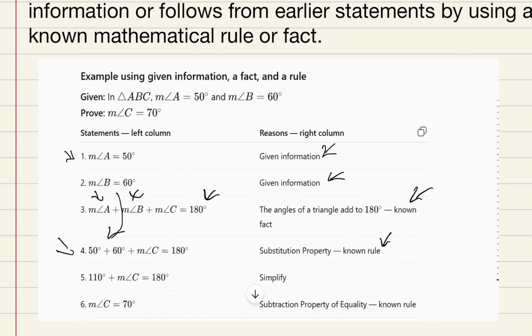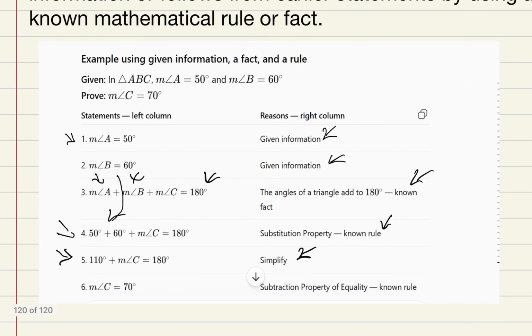So 50 plus 60 plus measure of angle C is equal to 180 degrees. And the reason being the known rule of substitution property. So then we move on logically to the next step. 110 degrees plus measure of angle C is equal to 180 degrees. And all we did here was just simplify. We just added the 50 plus 60 to get 110. So now we can move on to the next step, number 6.